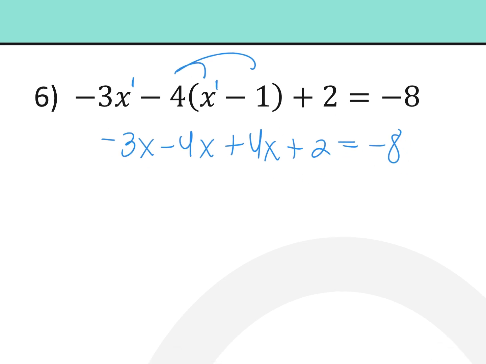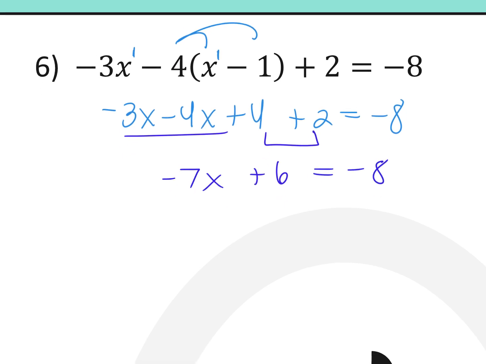Combine like terms. I don't know why I put the x there. Sorry. What can you combine? 4 plus 2 is going to give me a positive 6. And negative 3 and negative 4 is going to give me negative 7x equals negative 8. Okay. Now what?